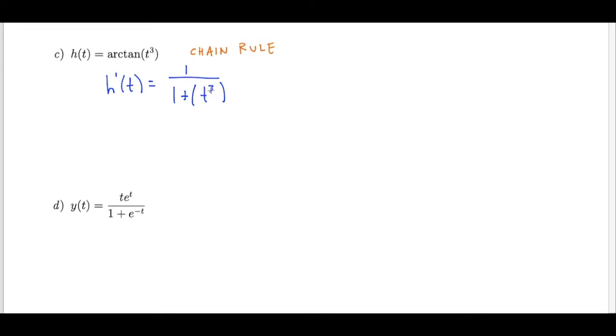In this case, the inside piece is t cubed, so that's what I'm going to put in here, and then I need to square that. But applying the chain rule, I also have to remember to multiply by the derivative of this inside function. So the derivative of t cubed is simply 3t squared. This one, I could do a quick step of simplification. I'll have 3t squared over 1 plus t to the 6th. And I'll leave that as my final answer.